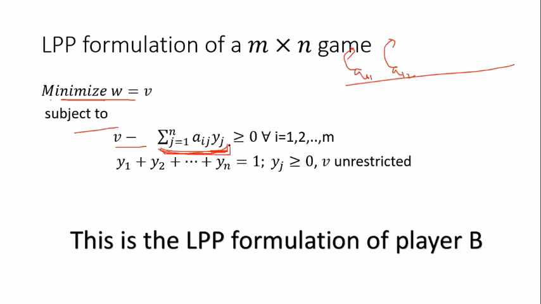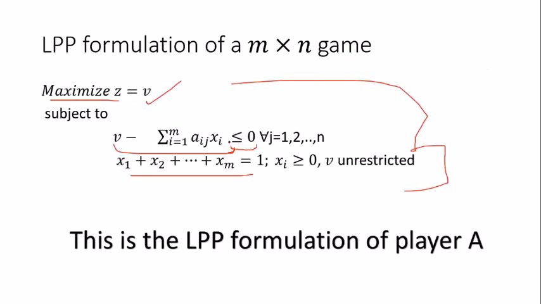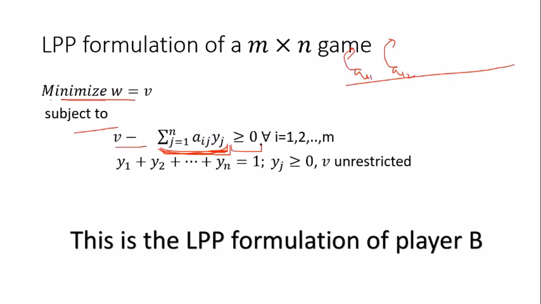So V is obviously greater than or equal to that, because the sense is opposite here. Instead of less than or equal to 0 this time, player B will have greater than or equal to 0. And that's the default constraint for the probabilities of strategies of B also: the sum of them should be equal to 1, and these probabilities are non-negative. And for the same reason, V is unrestricted. So this also you need not remember. I'll tell you in the example what to do.